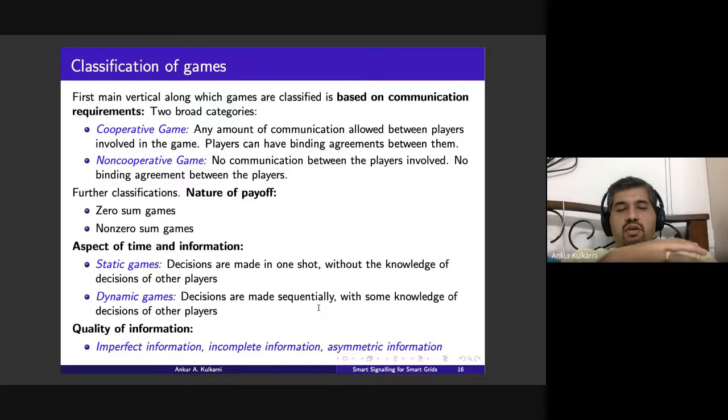A non-cooperative game is when consumers don't know each other. The consumers are anonymized and have no way to communicate, and so on. Okay.